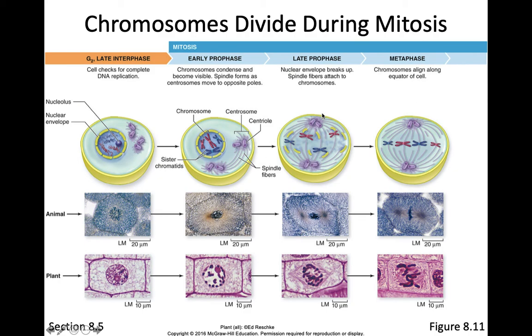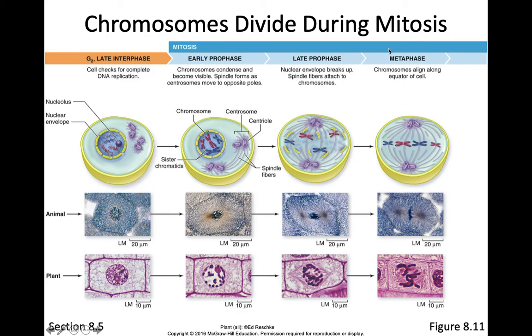So the spindle fibers can move to the inside of where the nucleus once was and attach to the middle of the chromosome called the centromere. So that's late prophase. The chromosomes are going to be released from the nuclear envelope. It's broken down. Nuclear membrane's gone. And the spindle fibers are going to be attached to the chromosomes right there in the middle.